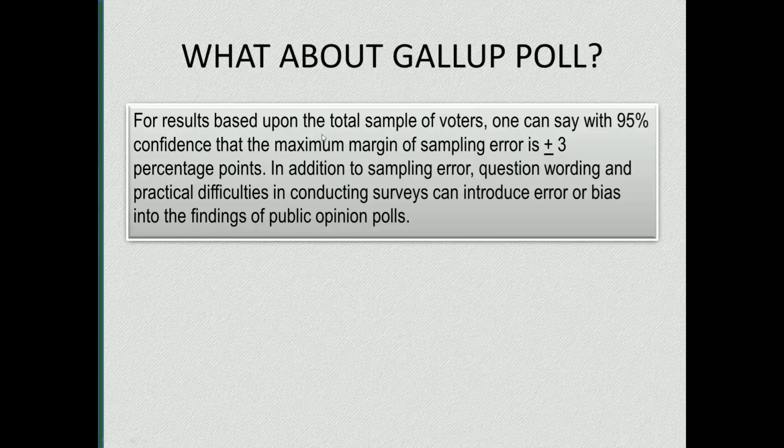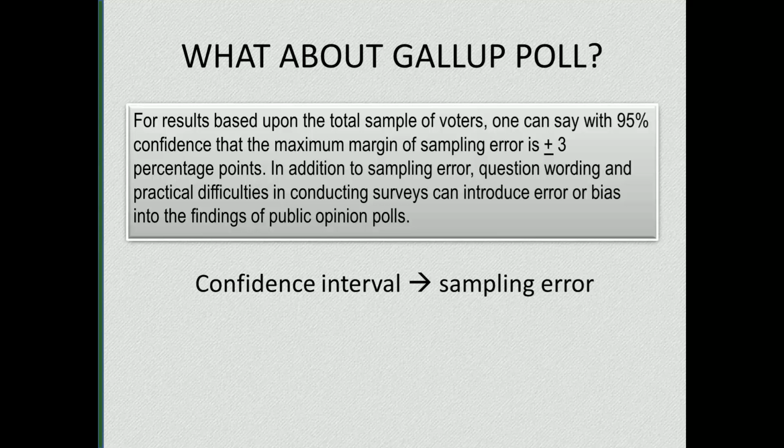But wait, there's more. Notice, in addition to sampling error, issues of question wording, practical difficulties in conducting polls, those things can introduce error or bias as well. Basically, the thing to note is that a confidence interval tells us how much sampling error we have. But you will recall from our surveys unit that there is also such a thing called non-sampling error. Error not arising from the sampling process. We have no idea how large that is in general.